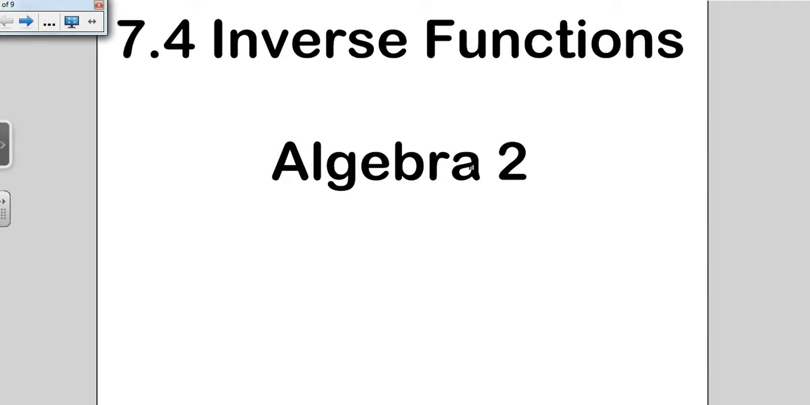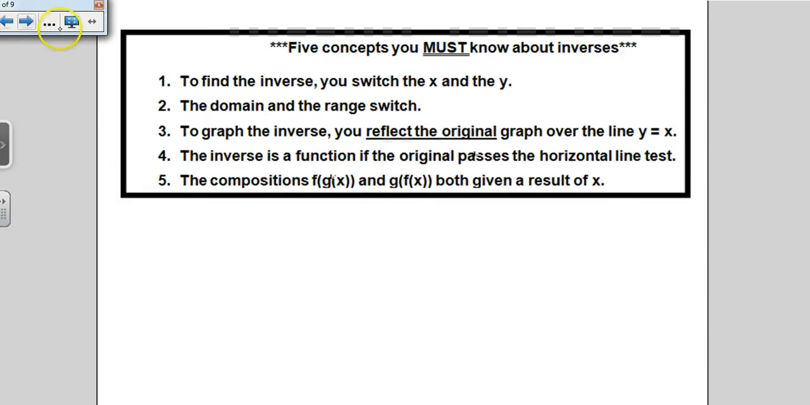Our lesson on 7.4 is going to talk about functions and their inverses. So first, let's talk about our 5 concepts of inverses that we need to know. First, you need to switch the x and y if you're going to find the inverse. And that's the basic idea for all the following concepts too.